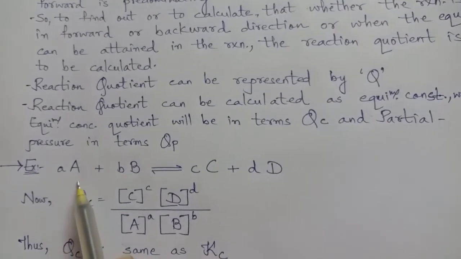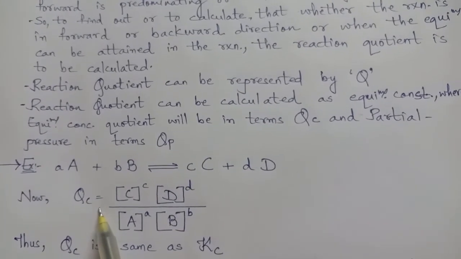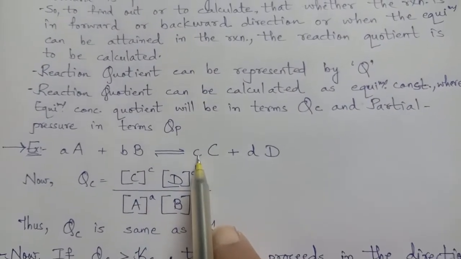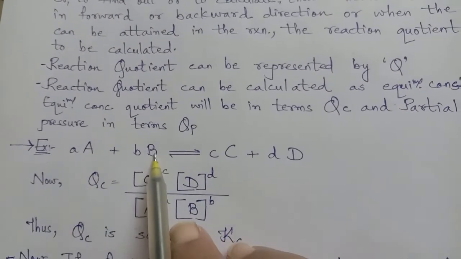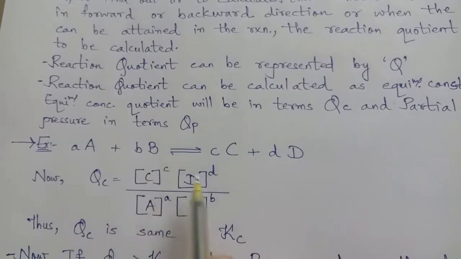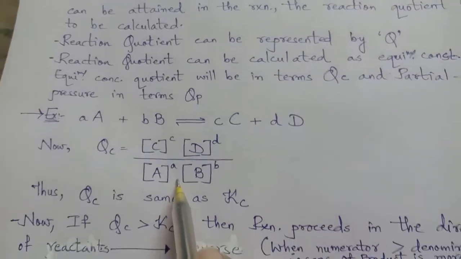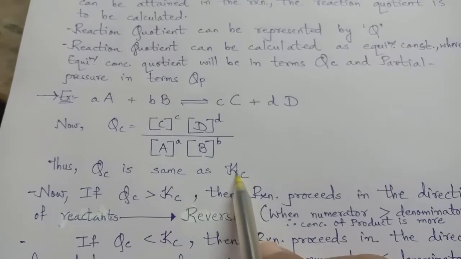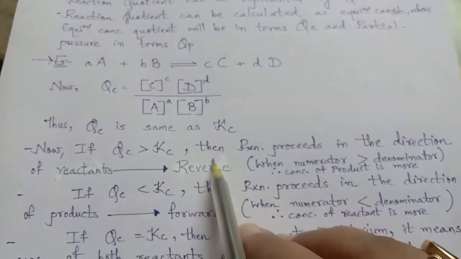Here is again what we were finding for Kc. The general equation is given. Qc is also calculated the same as Kc: concentration of the respective products over concentration of the respective reactants, with stoichiometric coefficients as the powers. That means the calculation of Qc is the same as Kc. Now here there are certain situations and conditions.